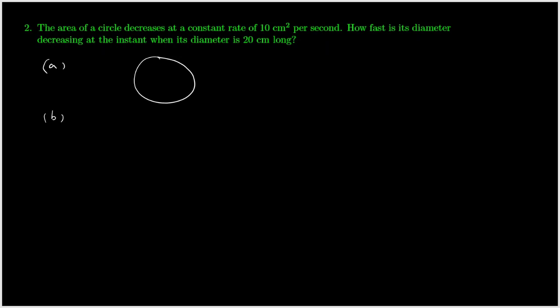So you need to introduce at least two variables. One variable represents the area, and the other represents the diameter. So maybe let A be the area, and x be the radius. I mean the diameter. Sorry, diameter.